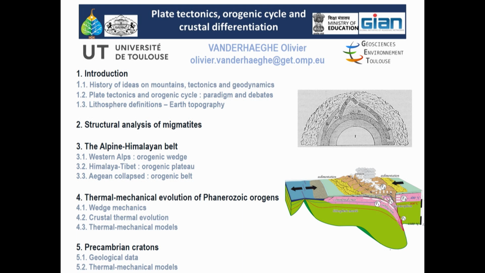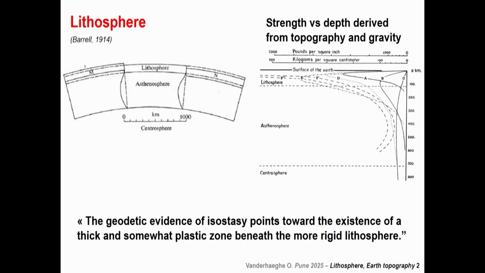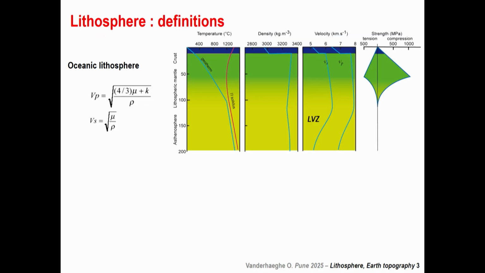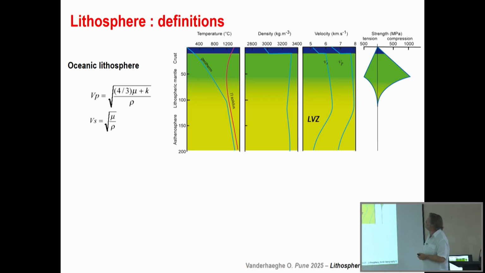The third part is the lithosphere definition and Earth topography. So we've seen that with the barrel, we have the identification of the lithosphere as being relatively rigid compared to the asthenosphere, which is relatively weak and soft. That's also been shown in that picture. So let's expand on that first definition.